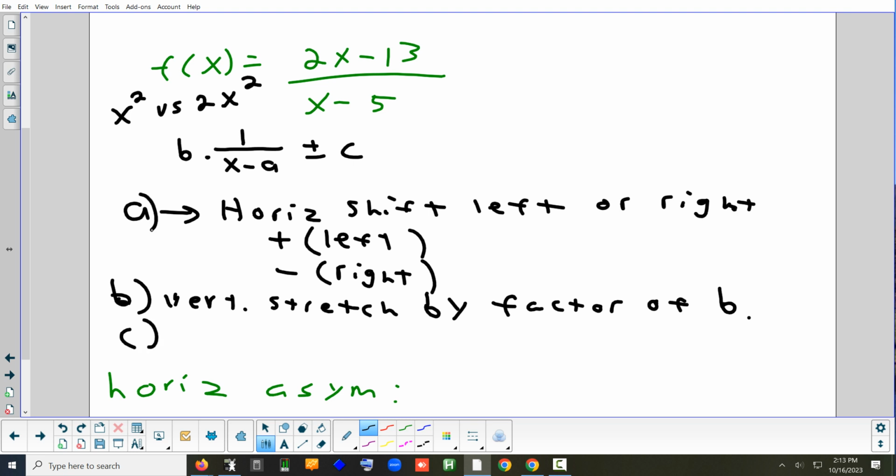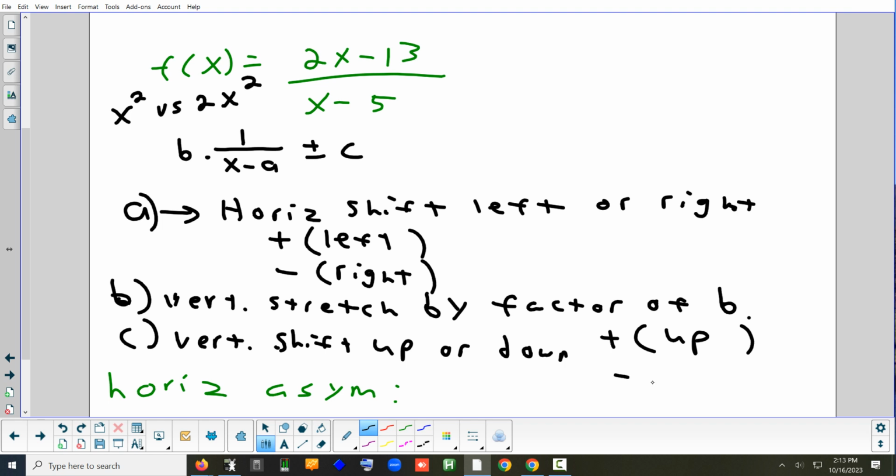And c. What do you think c would do? Yeah. Vertical shift. So that's your vertical shift up or down. Now this one is not backwards. So plus, which way would that go? Yep. Up. And that means minus would go down.